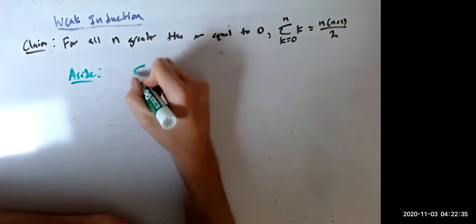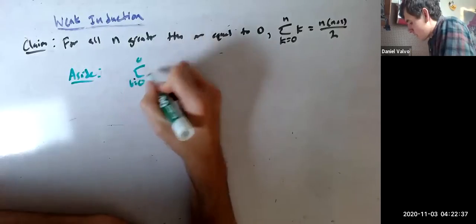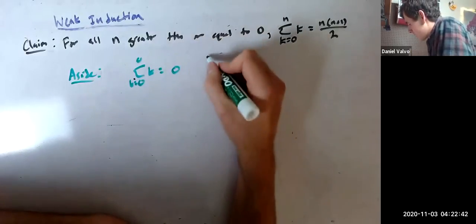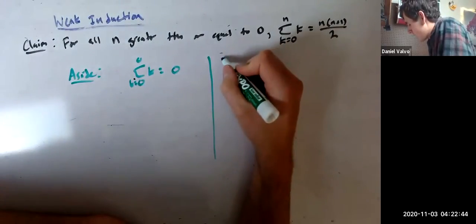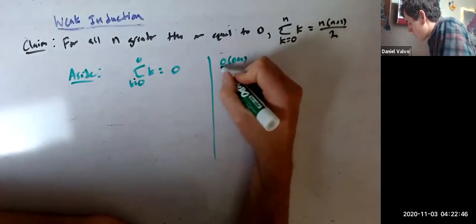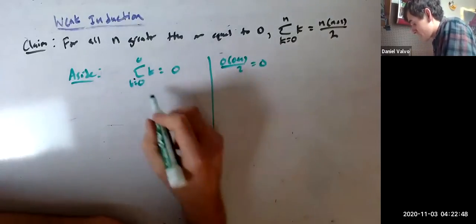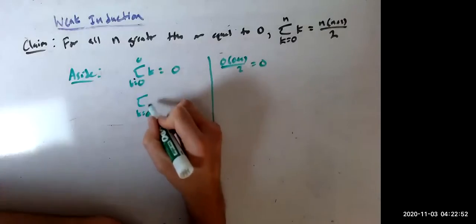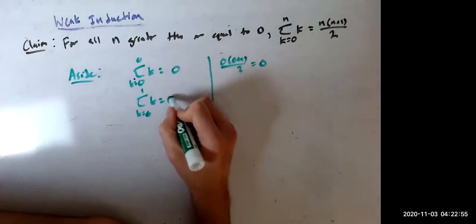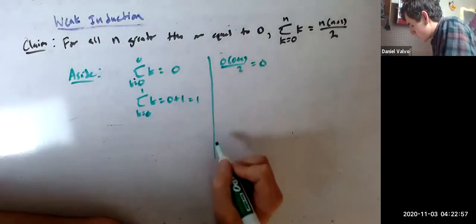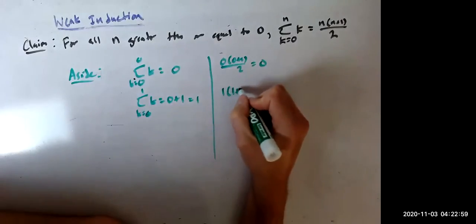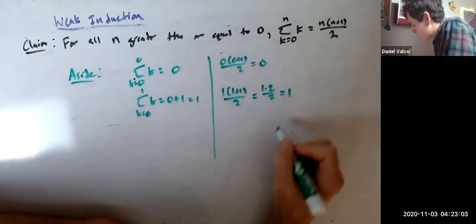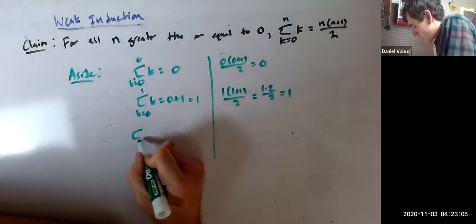if we do the sum from 0 to 0, well, that's just 0. And if we look at 0 times 0 plus 1 over 2, 0 checks out. If we look at the sum from 0 to 1 of k, well, that's 0 plus 1, which just equals 1. And then 1 times 1 plus 1 over 2, that's 1 times 2 over 2, which equals 1. Checks out again.